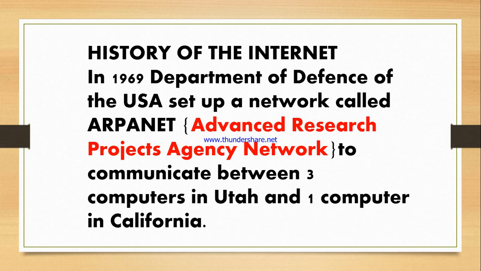So in between these two cities, in Utah and California, they had four computers, and they wanted them to be in touch with each other. For that they developed the ARPANET, and it was used to communicate between three computers in Utah and one in California. It was built to share their information, their secret information in the field of science and technology.